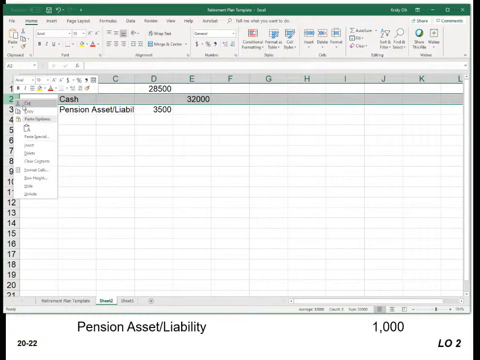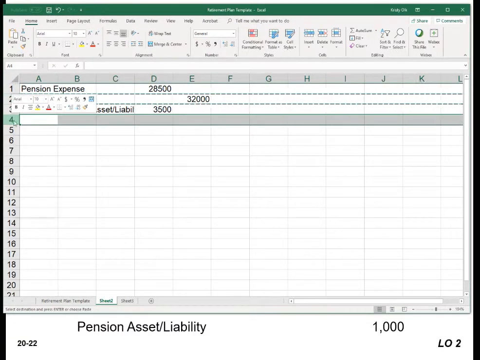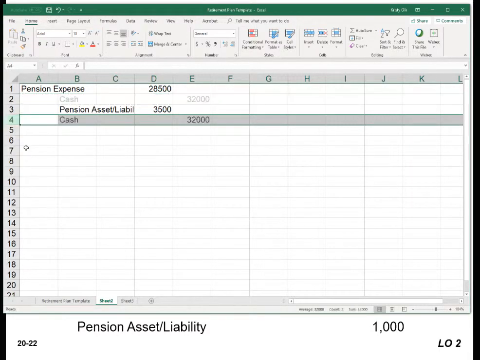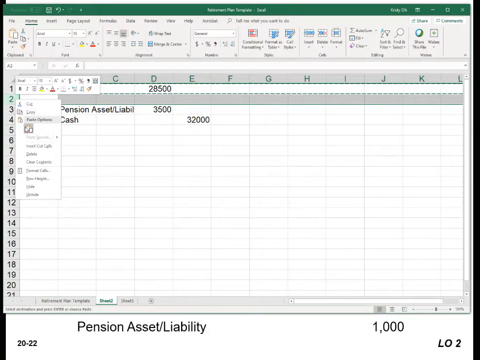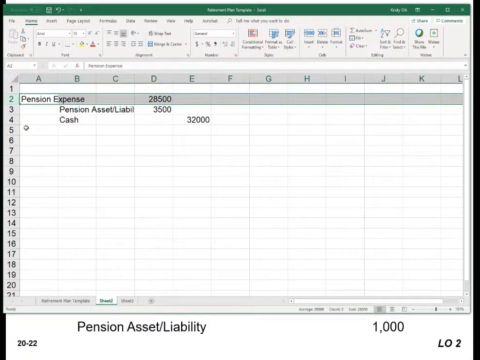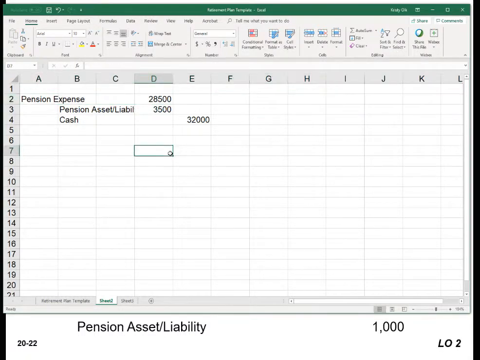But it's a little bit messy and could look much cleaner. Let's make that happen. There we go. This is the journal entry for 2018 for Oehler Company.